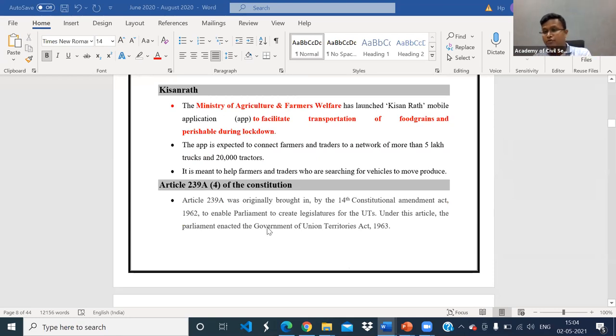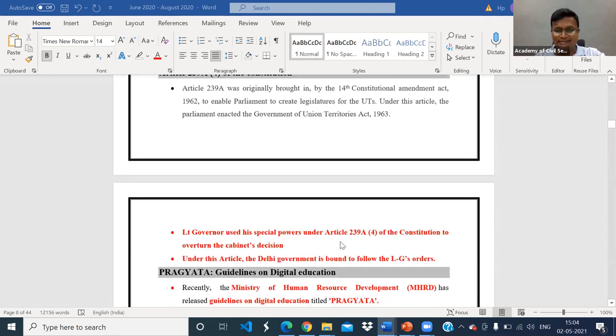Article 239AA of the Constitution. Sometimes you might have heard of the controversy or the fight between the Lieutenant Governor of Delhi and the Government of Delhi. Yes, whether the Lieutenant Governor has more power or the Government of Delhi has more power. Why does that dispute come? Because of Article 239AA(4) of the Constitution. It was added by the 14th Constitutional Amendment Act into the Constitution in 1962. And under this article, Parliament enacted the Government of Union Territories Act 1963.